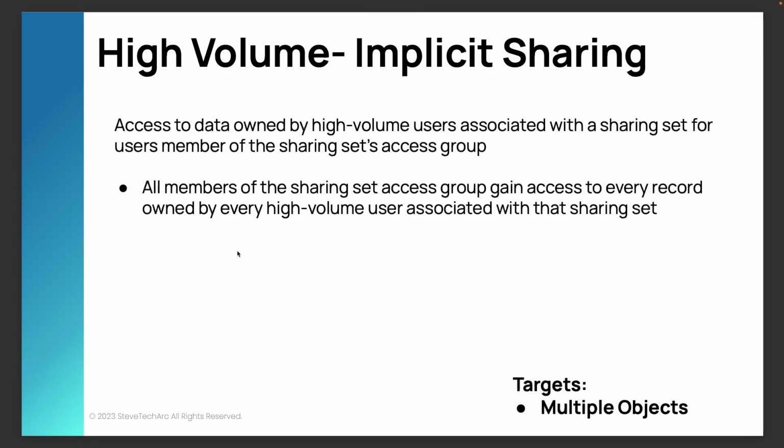There's a more obscure one, high volume implicit sharing. Access to data owned by high volume. Those are the lighter user licenses on the community that don't have access to the sharing table. What they're saying is the sharing set shares records, and this will share multiple objects. All members of the sharing set gain access to every record. A little harder to demo, possibly in a future meeting.